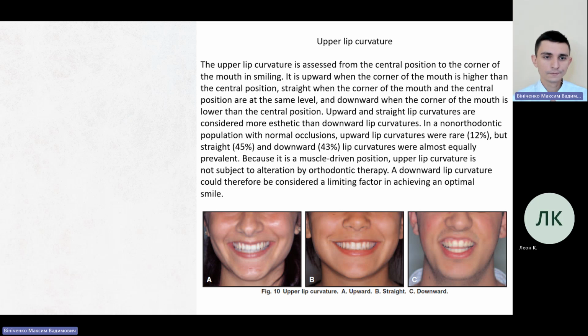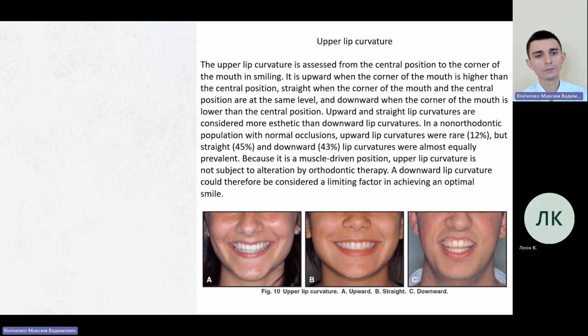Upper lip curvature. The upper lip curvature is assessed from the central position to the corner of the mouth in smiling. It is upward when the corner of the mouth is higher than the central position, straight when the corner of the mouth and the central position are at the same level, and downward when the corner of the mouth is lower than the central position. Upward and straight lip curvatures are considered more aesthetic than downward lip curvatures.